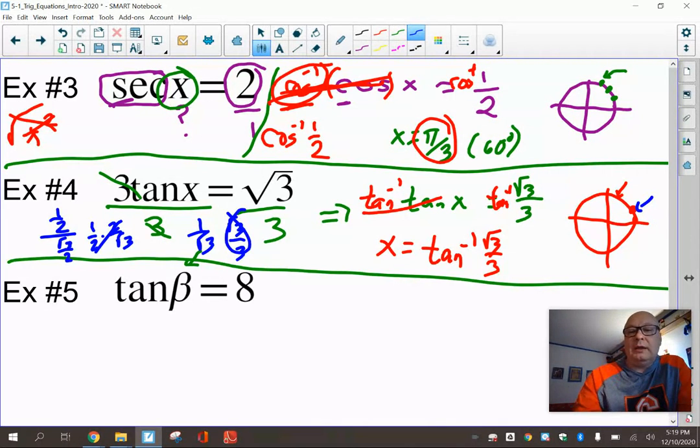So that's the right one. So then I know that my x value is pi over 6. We're going to stick to radians on these answers.